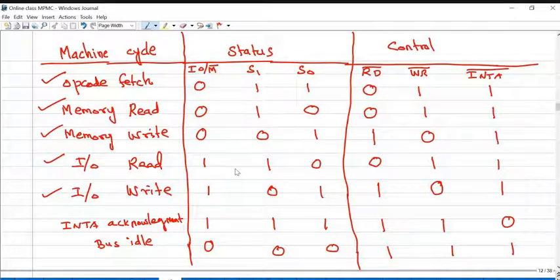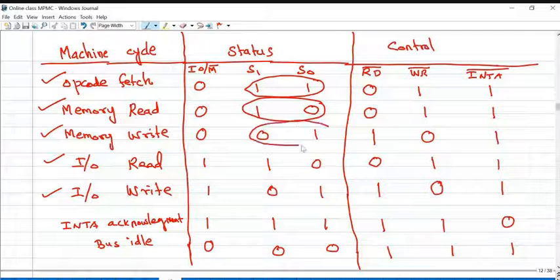to draw the timing diagram for a particular instruction. It's very simple to remember. 1 1 opcode fetch. 1 0 read, 0 1 write. That's it. Most of the instructions will involve fetch, read, write.